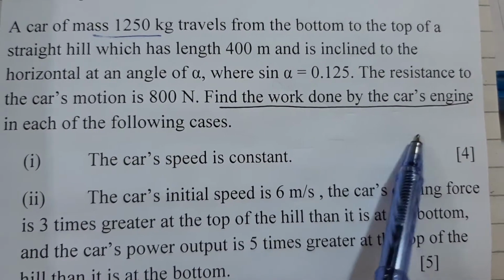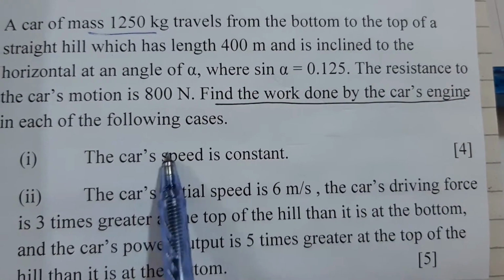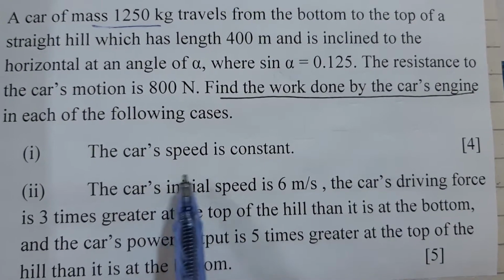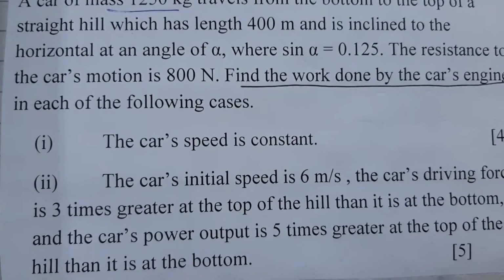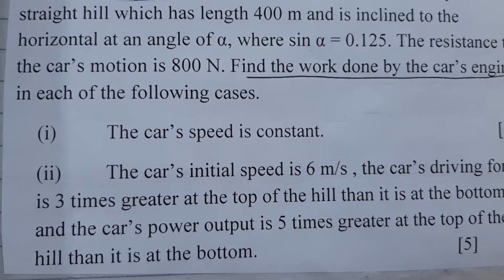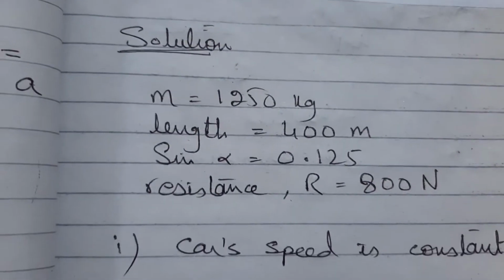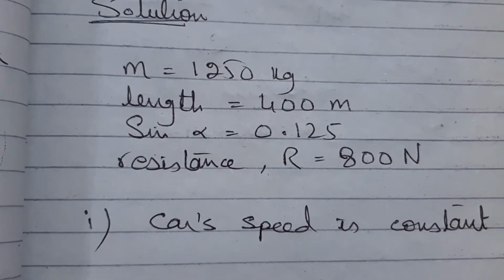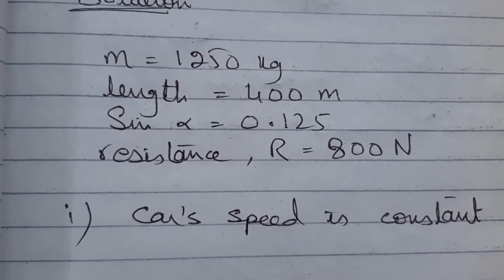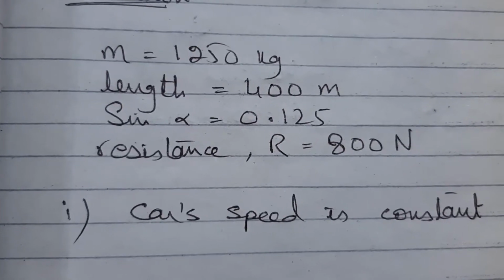You have to find out the work done by the car's engine in these two conditions. Condition number 1 is when the car speed is constant. Condition number 2 we will see in a while. So let's see condition number 1. What is given to you? Mass, length, resistance and sine alpha.